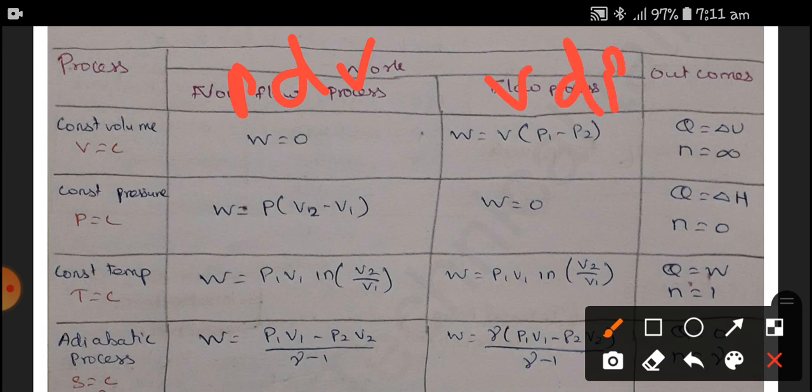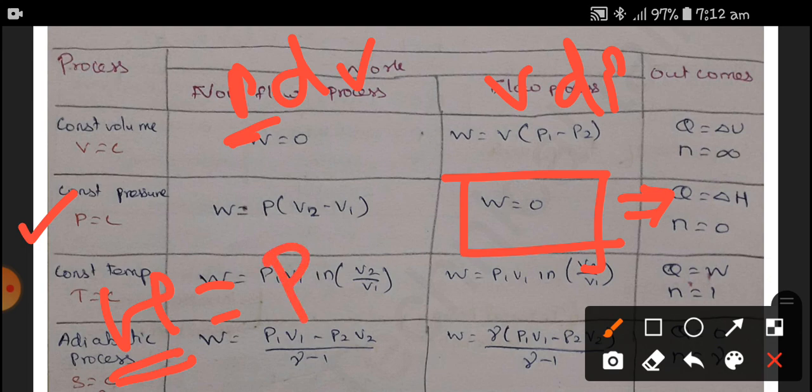Okay. Next is a constant pressure process. Here the pressure is equal to constant. Therefore W is equal to P into V2 minus V1. For the flow process, the work done is equal to 0, and hence Q is equal to del H. What is meant by H? It is enthalpy.